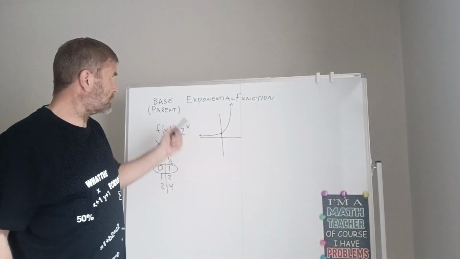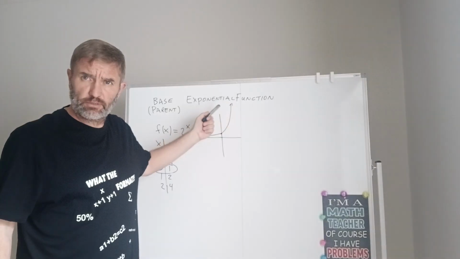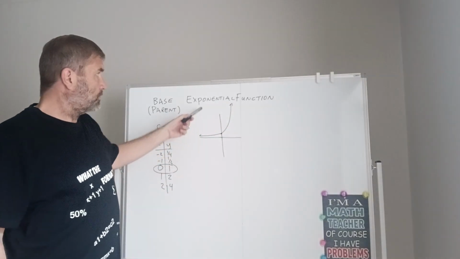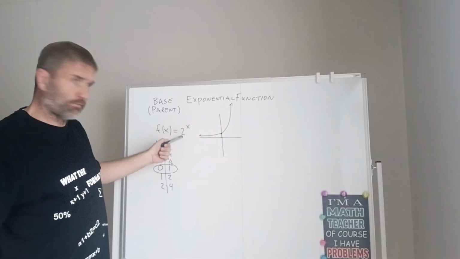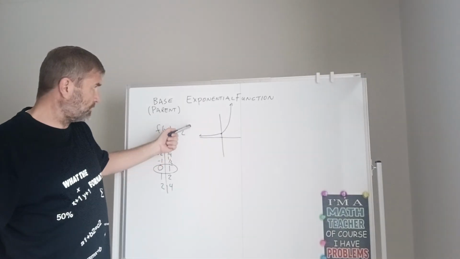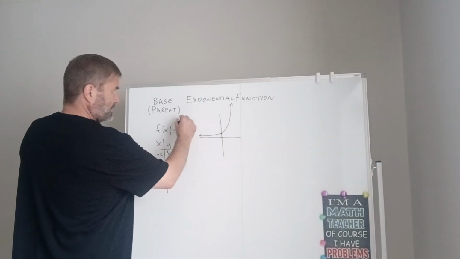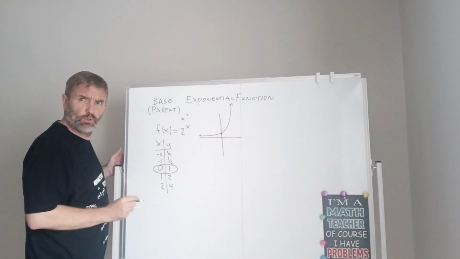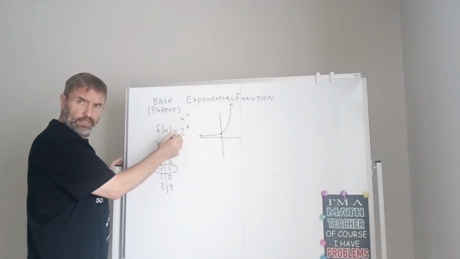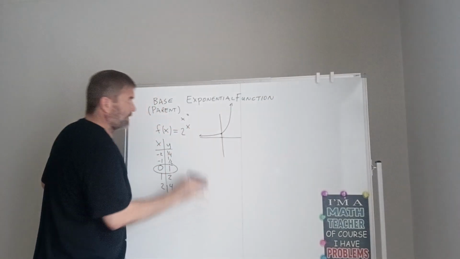Today we're going to cover the base exponential function in this video. Now, please notice that it's a little different than x squared. Why is it different? Well, the 2 and the x traded places. Remember, in your x squared, the x was the base and the 2 was your exponent. Now the 2 is your base and the x is your exponent. Okay?